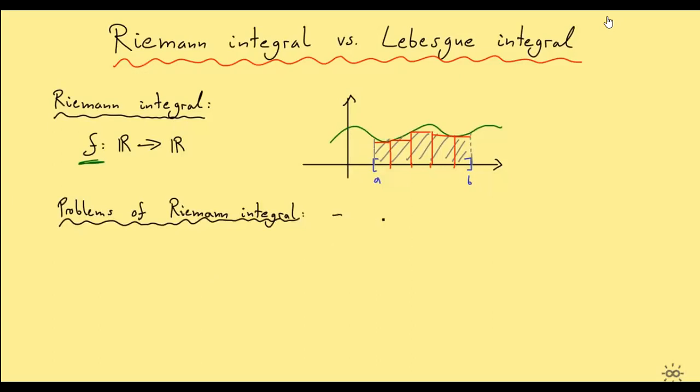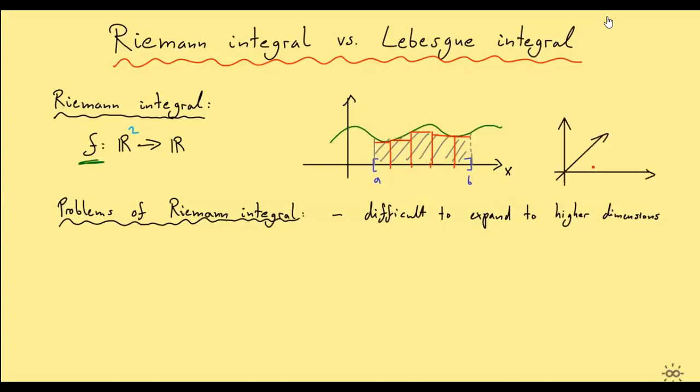Firstly, it is difficult to extend the Riemann integral to higher dimensions. Yes, you can extend it to higher dimensions, so it is possible, but it's very laborious. For example, if we would have an R^2 here, this means that the x-axis is now a two-dimensional space, so we can't use intervals for the partition. Of course, we now could use cuboids.